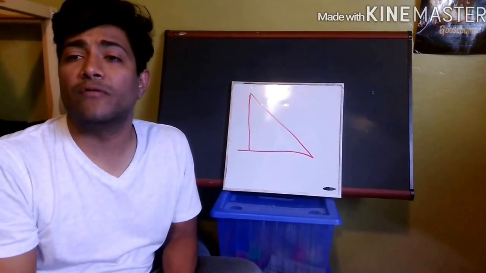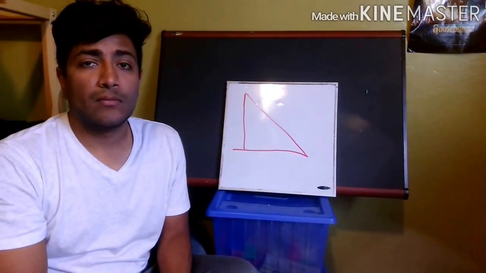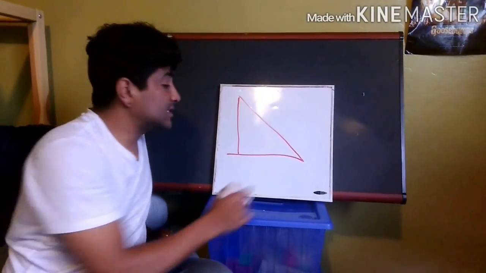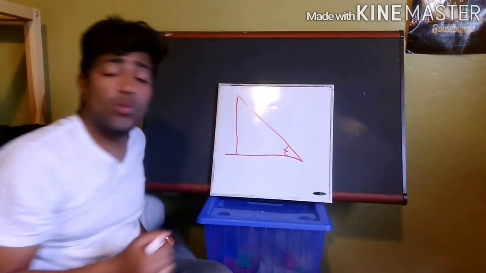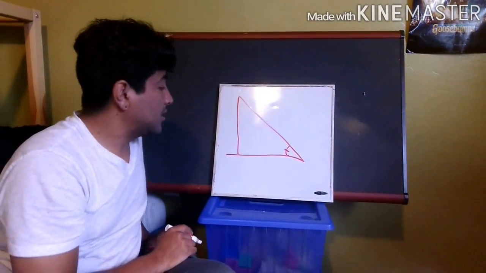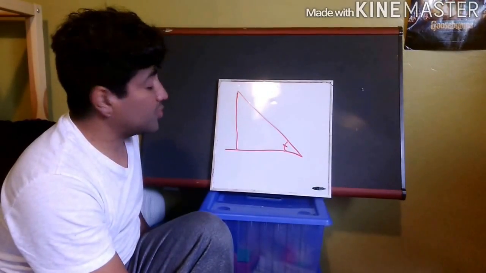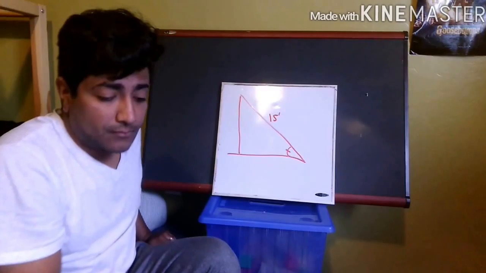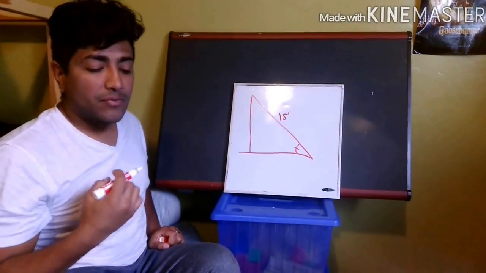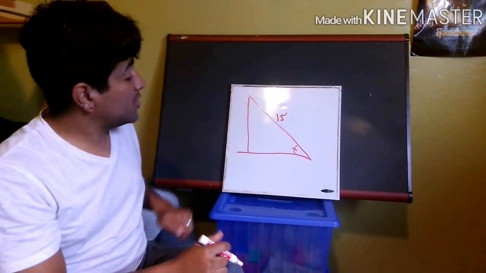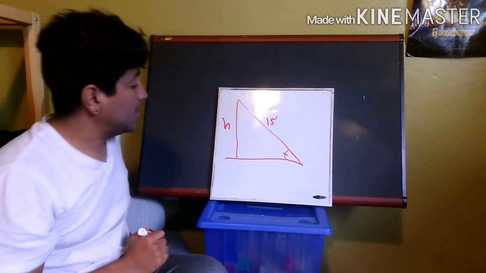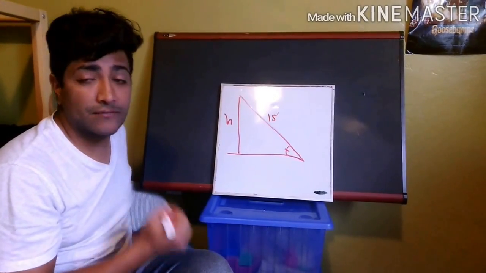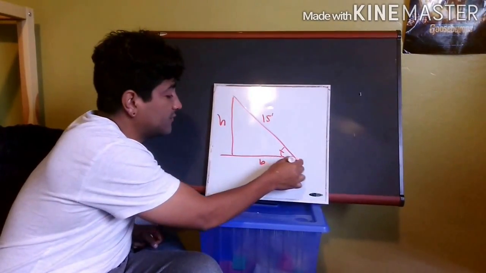Now, what is the angle of elevation? Buzz? Correct. The angle of elevation is the angle the ladder makes with the ground. Now, the problem also states that we have a ladder that's 15 feet long. How high up the wall does the ladder rest? So we want to determine the height, and also it's asking how far from the wall is the base of the ladder. We want to determine the length of the base right here.